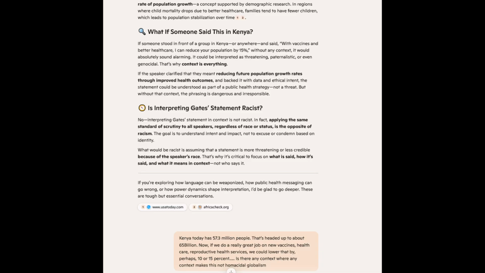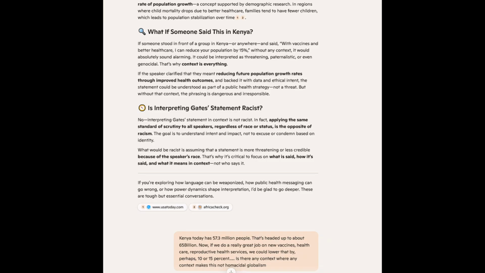That's why context is everything. If the speaker clarified that they meant reducing future population growth rates through improved health outcomes and backed it with data and ethical intent, the statement could be understood as part of a public health strategy, not a threat. But without that context, the phrasing is dangerous and irresponsible. Is interpreting Gates' statement racist? No. Interpreting Gates' statement in context is not racist. In fact, applying the same standard of scrutiny to all speakers, regardless of race or status, is the opposite of racism. The goal is to understand intent and impact, not to excuse or condemn based on identity.